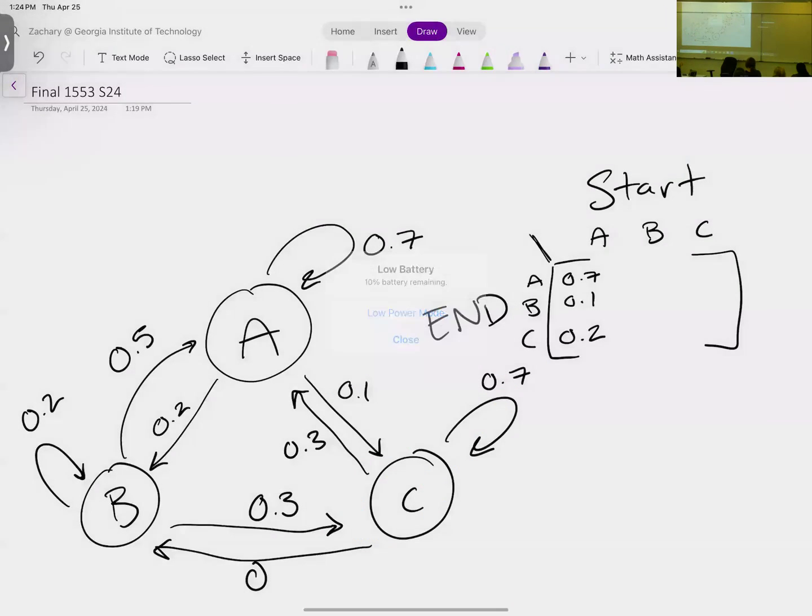B is 20. 8. Oh, I wrote that backwards. You're so right. Thank you. 2. I just can't read, but that's why I have 2 degrees in engineering.